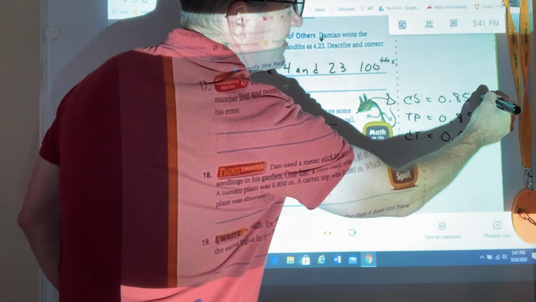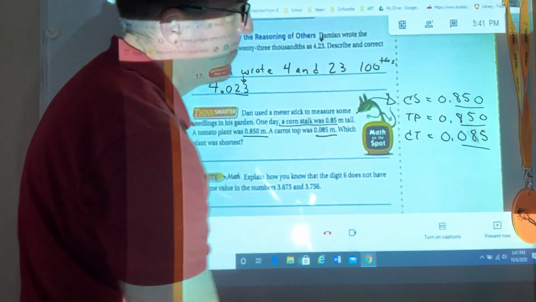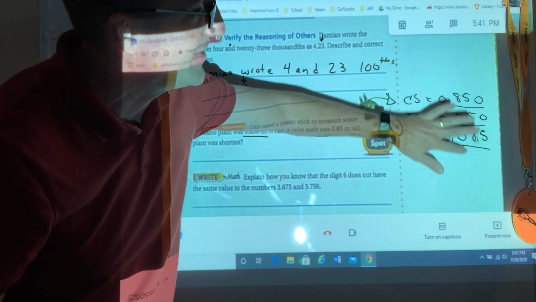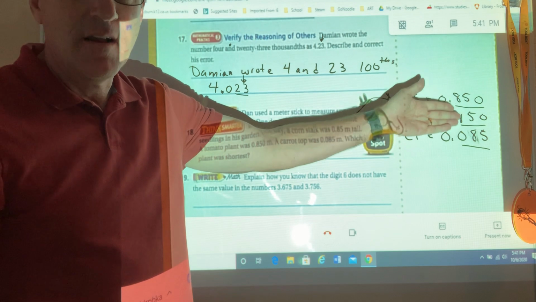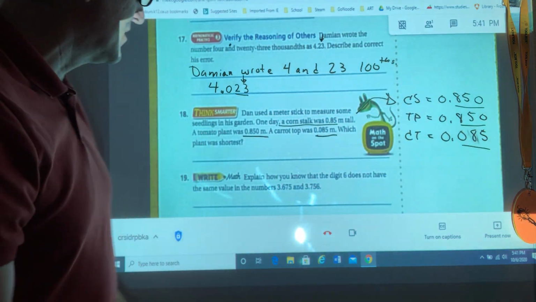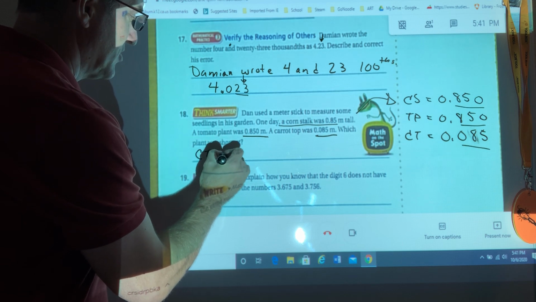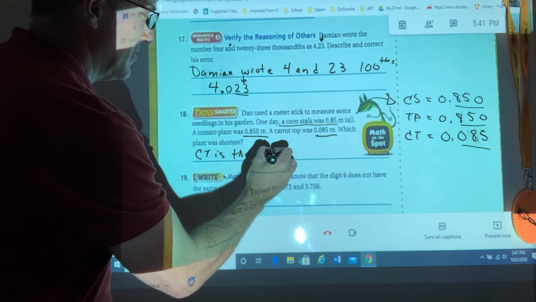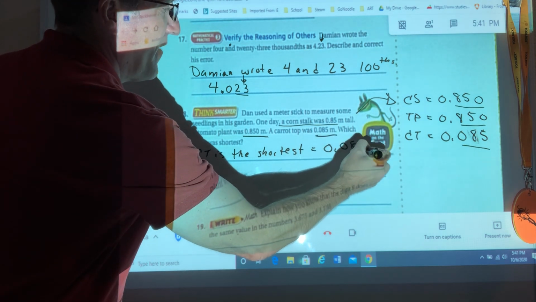I can add a 0 here, and now I can look at the numbers, all of them, and I go, that's 850, that's 850, that's 85. Well, which is bigger, 85 or 850? 850 is bigger, so 85 thousandths is the smallest. So the carrot top, CT, is the shortest. All right, it equals 85 thousandths.